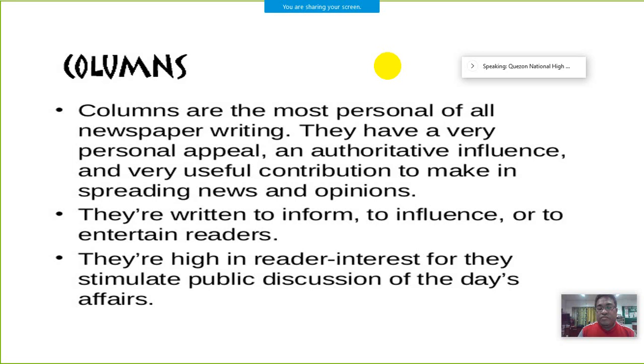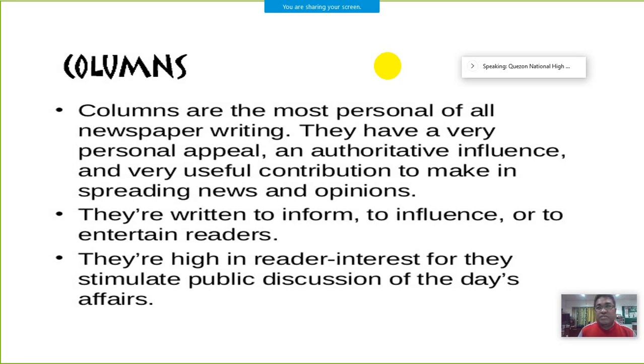Some other columns highlight a point in which they attempt to influence you in such a way that you would believe in what they are saying. Or probably some are witty enough to entertain readers. So columns are high in reader interest for they stimulate public discussion of the day's affairs.